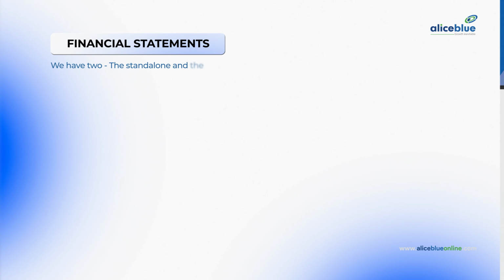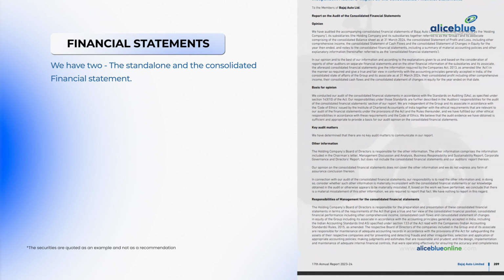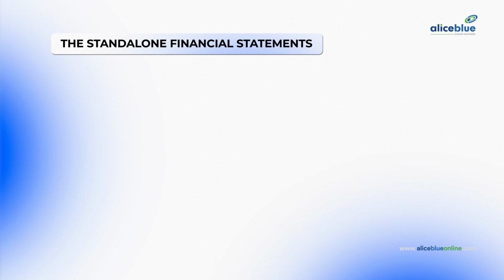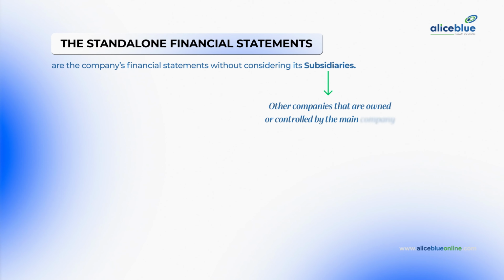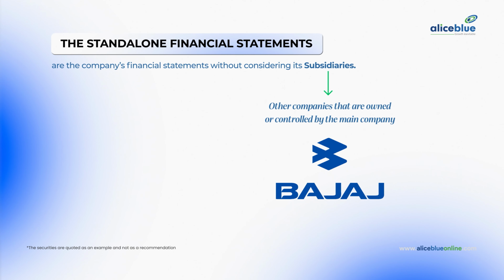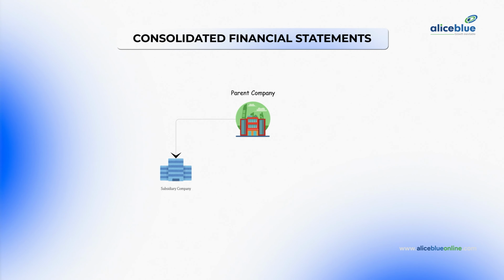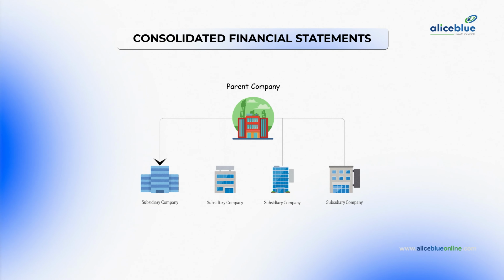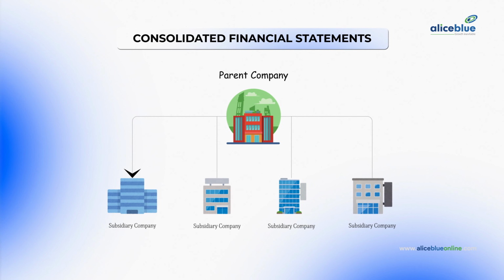Financial statements, we have two, the standalone and the consolidated financial statement. The standalone financial statements are the company's financial statements without considering its subsidiaries. So just the parent company, which is Bajaj Auto in this case. The consolidated financial statements, on the other hand, are the ones which consider the subsidiaries.